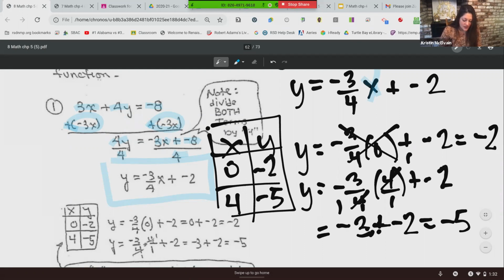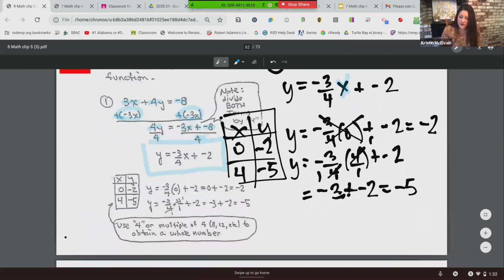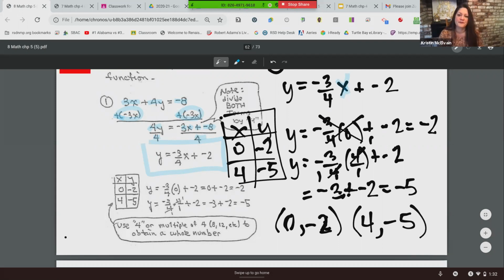All right, so those are our 2 values, and the 2 points would be 0, -2, and 4, -5. Okay, so those are our 2 points. Oh, and here's the little hint it gives you. Use 4 or a multiple of 4 so you can obtain a whole number.